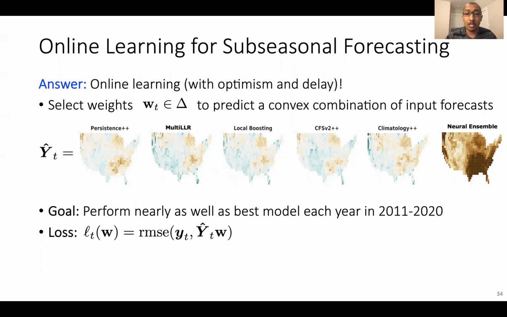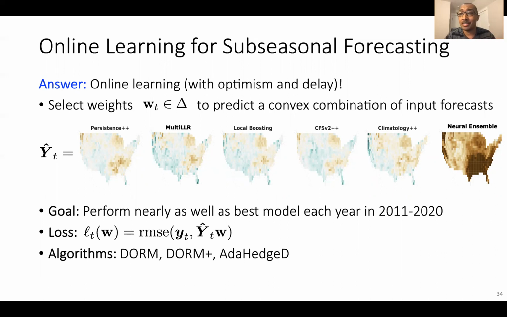We're going to adopt as our loss the RMSE loss that we already described, now parameterized in terms of this vector W. And we're going to evaluate each of the algorithms that I introduced, DORM, DORM+, and AdaHedgeD.